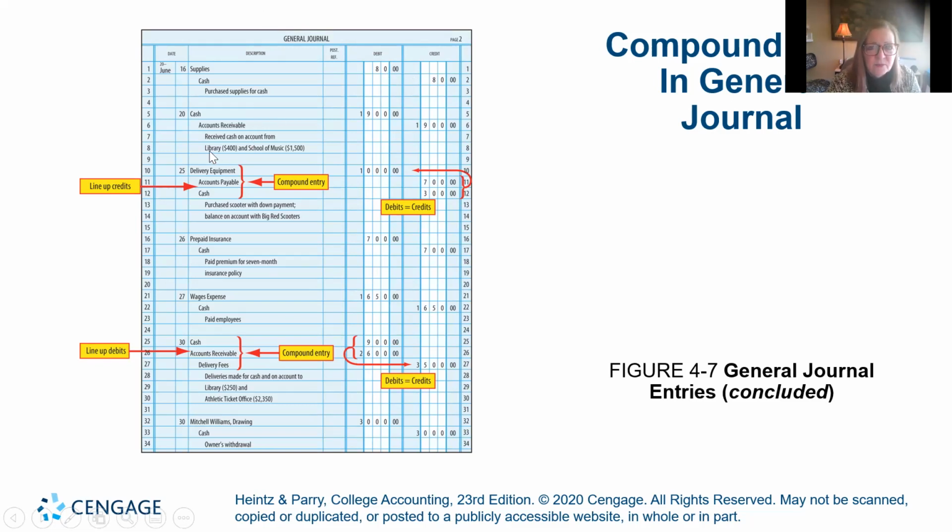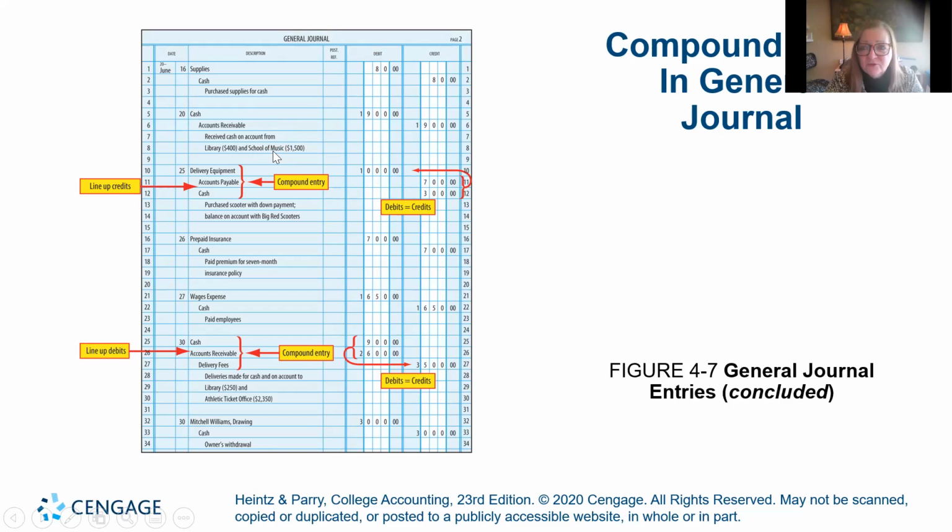Then the next thing that happened was this. I can hardly read. This is so tiny. I should make it bigger. Accounts receivable and the received cash on account from, oh, it's got the detail. That's what it is, from the library and Sound of Music.